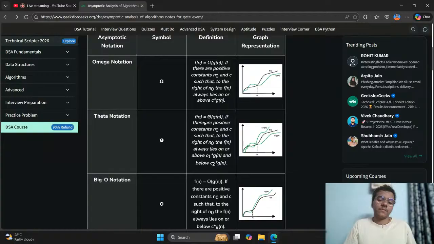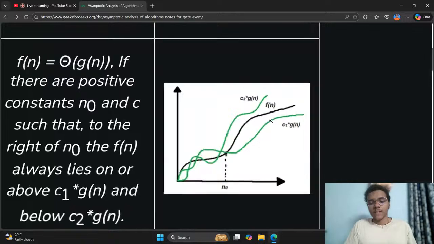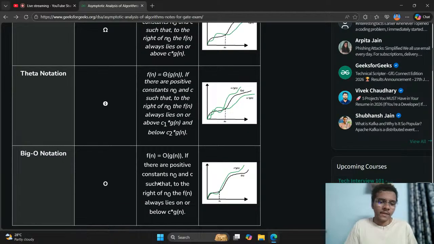Theta notation: f of n is equal to theta of g of n if there are positive constants n naught and c such that to the right of n naught, the f of n always lies on or above c1 into g of n and below c2 into g of n. So it is like a Bollinger Band. If you are into stock market, this is the lower band, and this is the upper band, and this is the middle band. You can sort of say that.